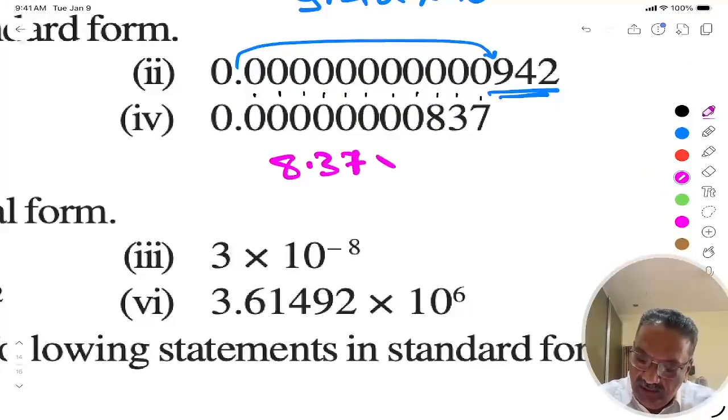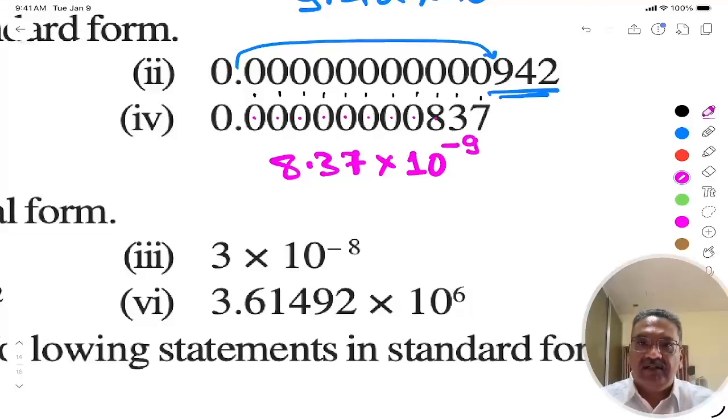8.37 into 10 to the power of, here you are going to the right side. So how many? 1 2 3 4 5 6 7 8 9. 10 to the power of minus 9.